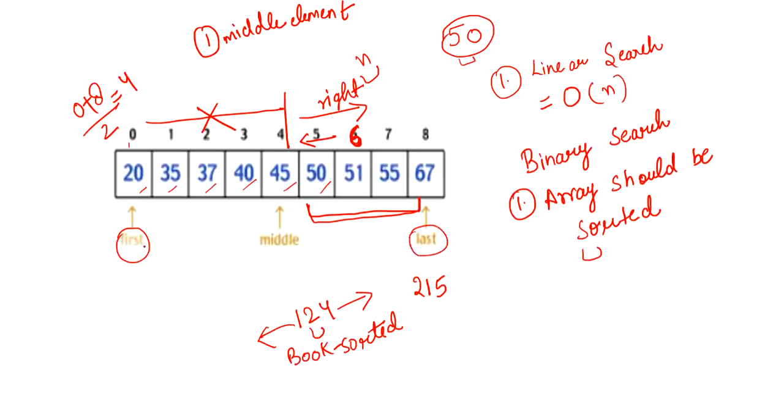If the first value becomes greater than last, we will come out of the loop and simply print that the element we are looking for is not present in our array.